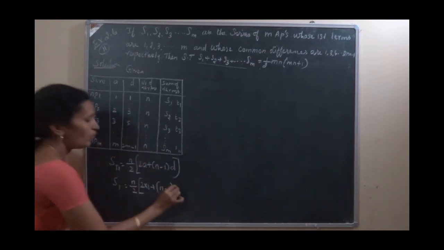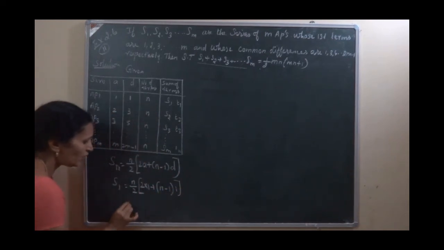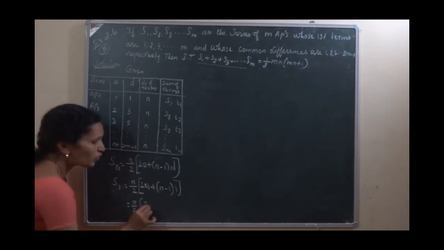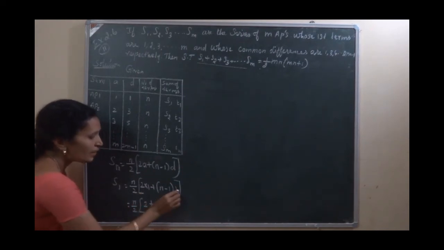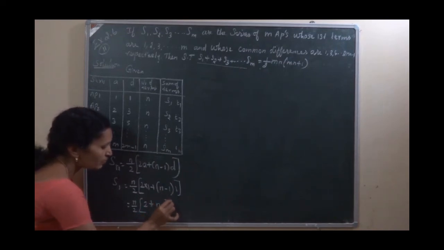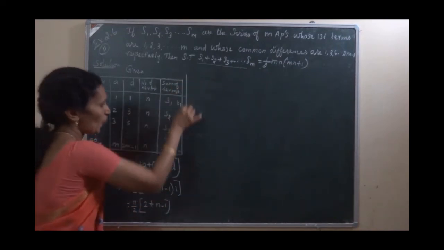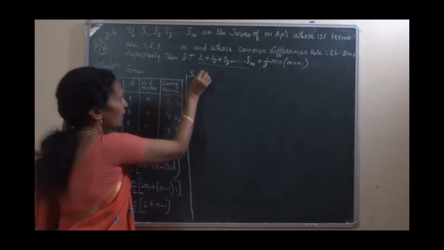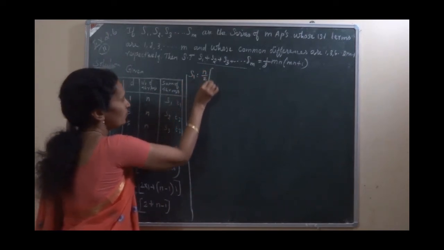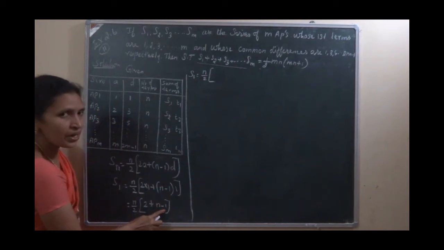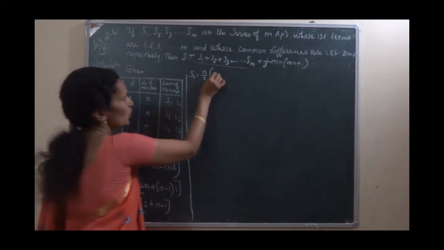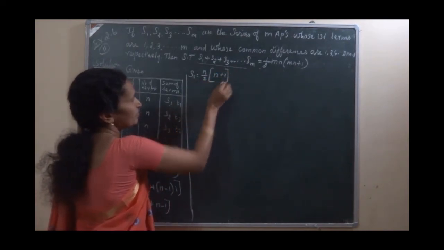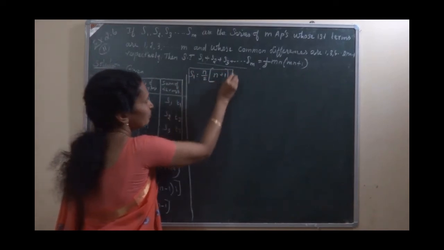S1, d value 1. This is equal to n by 2 into (2 plus (n minus 1) into 1), n minus 1. That is S1 equal to n by 2 into (2 minus 1 plus n). So n by 2 into (n plus 1). This is S1.